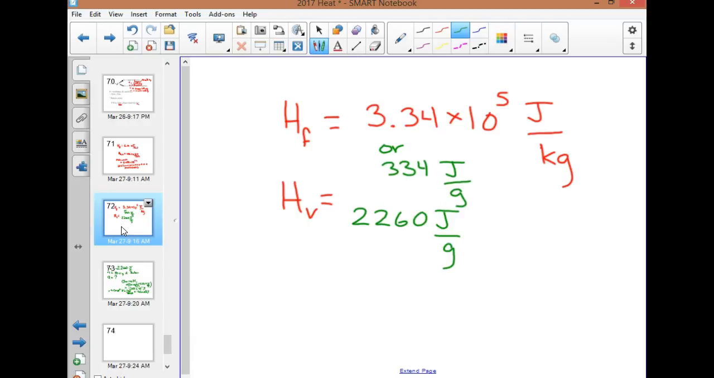So this is an example of a chemistry question. This is a smaller amount of ice. Okay. Give it a try. Please note that it's asking you to express your answer in kilojoules.